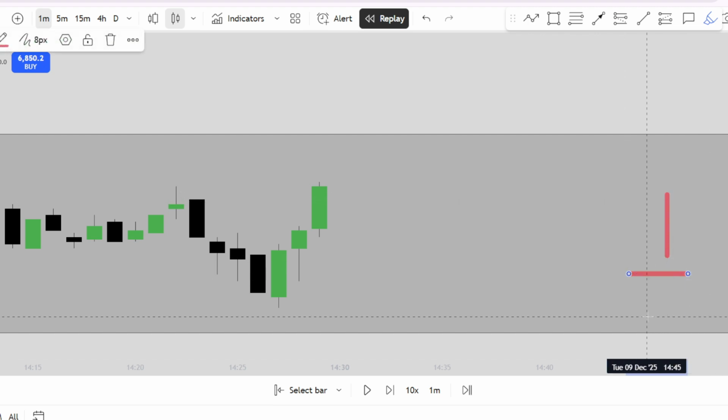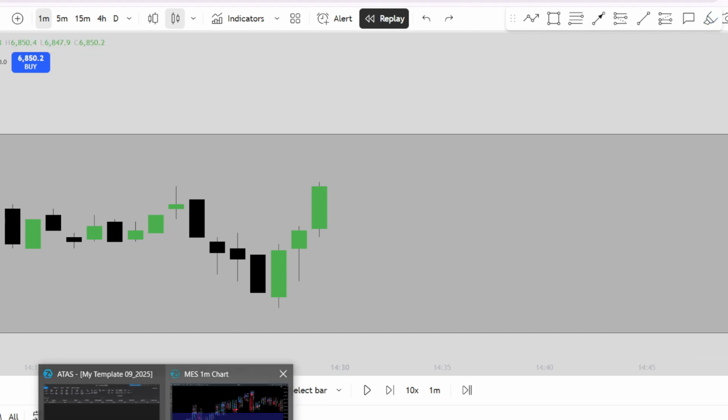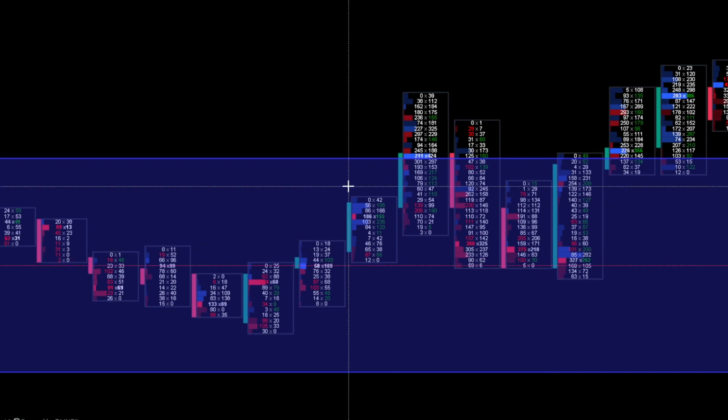So the first thing, right, the first thing is where. Where do you want to trade from? We've got our key level. The second thing now is the order flow. And this is where I'm going to turn to the order flow footprint charts, right? So this is the ATAS platform. This is MES on the 1-minute chart.